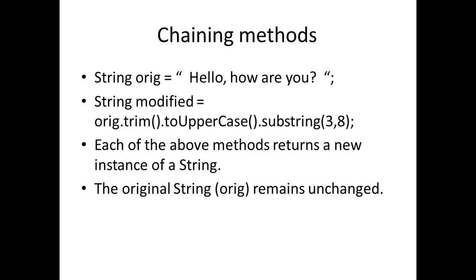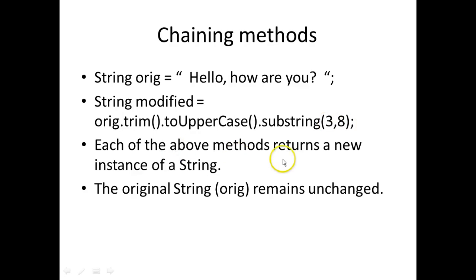So strings can be chained. For example, let's say we have an original string called orig. It says "hello, how are you?" Then I can apply a series of transformations on this string by chaining different methods. I can say orig.trim, which removes white spaces at the beginning and at the end of the string. toUpperCase converts the string to uppercase, and .substring(3, 8) gives me the characters from position 3 up to position 8.